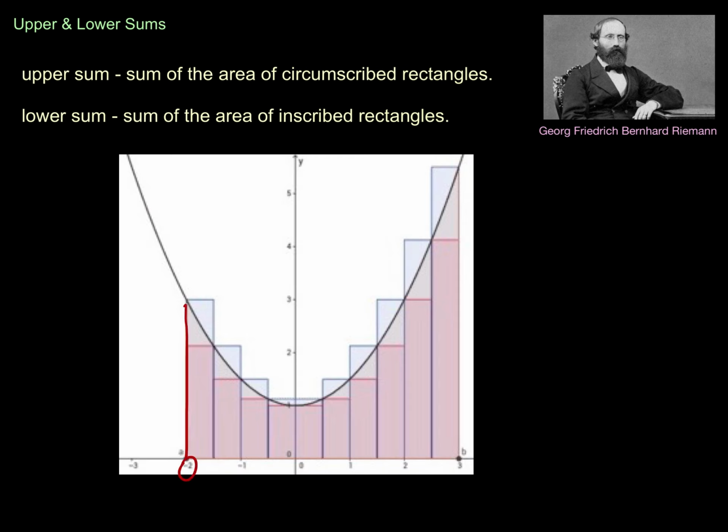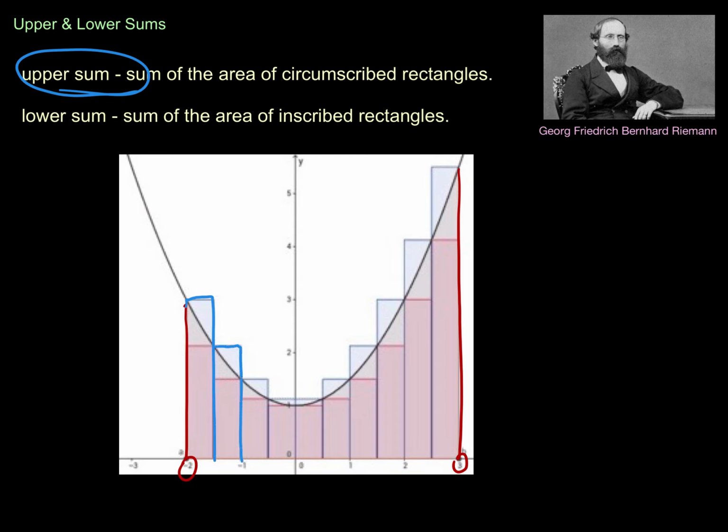Say you're going from x equals -2 to x equals 3 on this graph. On that interval, say the question asked you to find the upper sum between -2 and 3. Well, for the upper sum, you want to make sure that you're finding the circumscribed.